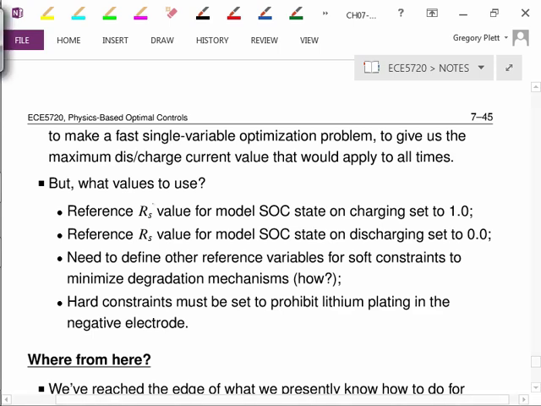Again, for the fast charge, the reference value for the SOC state, if I'm charging, would be to set the SOC to 1, and we'll try to approach 1 as quickly as possible.